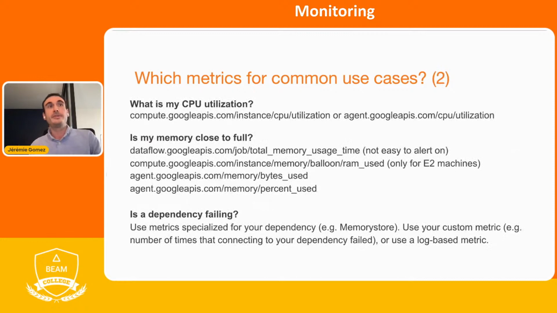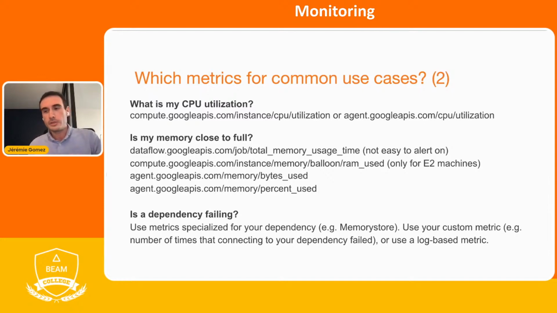What is my CPU utilization? In this case, you could use the worker metric, CPU utilization, or you could use the agent metric if you installed it. Is my memory close to full? You have the native metric, total memory usage time, but it's not easy to alert on because, as I said, it increases with time. So you would rather use, if you're using an E2 machine, the worker RAM used metric, or you could use the agent metrics.